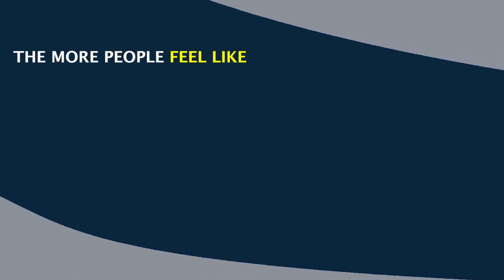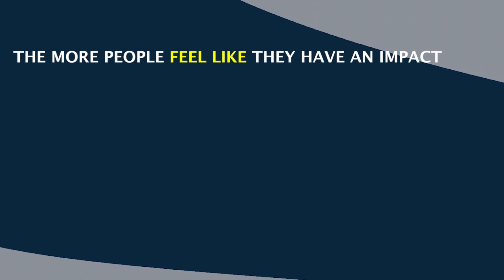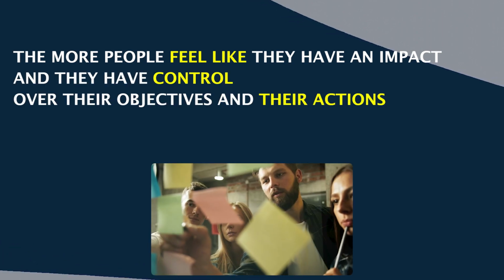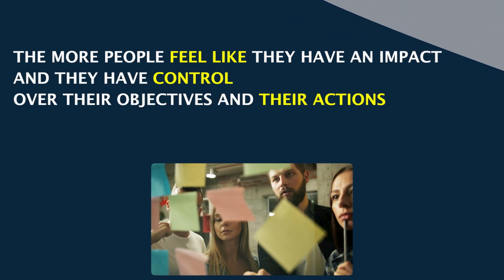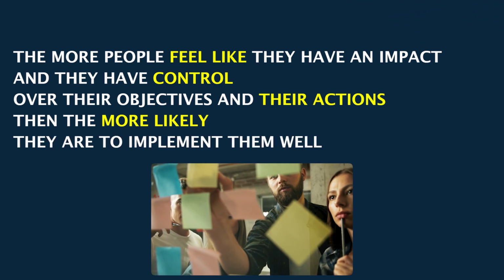And if you do have a team, then actually this can be a really fantastic way of involving your team in this process and also making them really feel engaged and connected to the goals for next year. Because the more people feel like they have an impact and they have control over their objectives and their actions, then the more likely they are to implement them well and achieve them. So this can be a really fun team activity. Get everybody together, scribble on a whiteboard, jot down everything, no matter how wild or wacky it may seem.